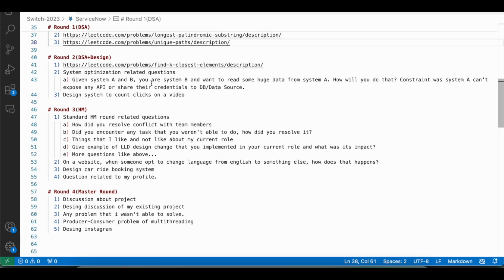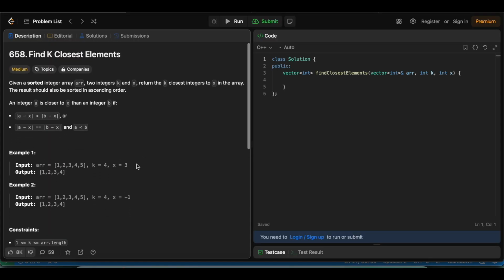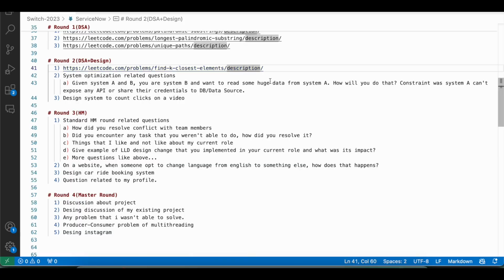Coming to the second round, there was a DSA plus design round. In this one, the first question was where I had to find the k closest elements. In this problem we are given a sorted array and 2 integers k and x. We have to return the k closest integers to x in the array. This was the problem, and the interviewer was more interested in looking at the approach that I would take to solve the question.